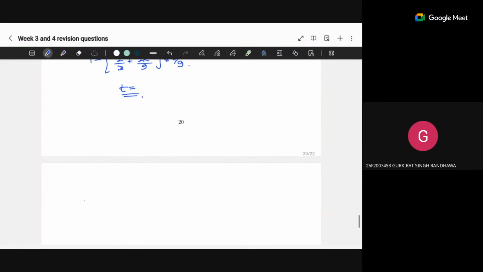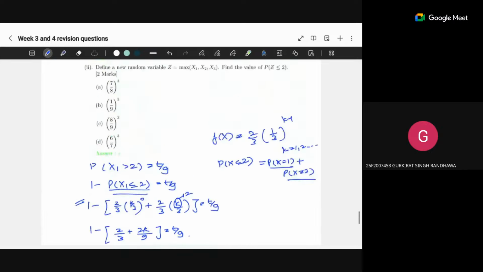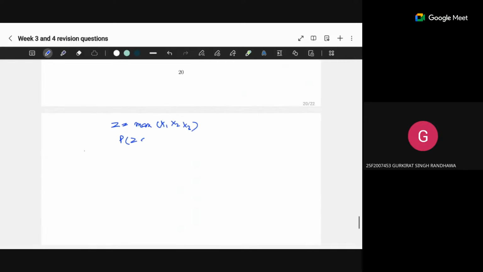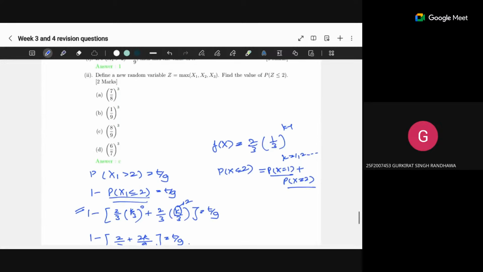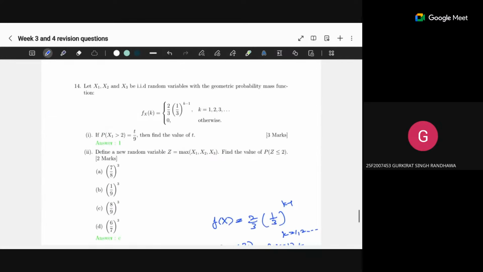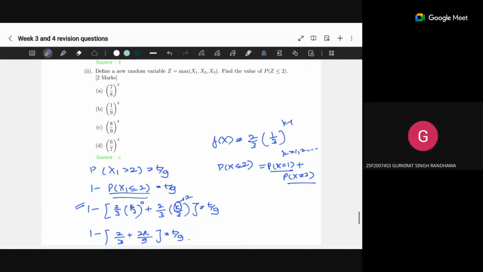Then the second part is they are asking z, the maximum of x1, x2 and x3, and the probability I need to find out is z less than or equal to 2. So this is a power, right? 1 by 3 power k minus 1, right? Put it in the numerator. 1 by 3 opposite power k, k minus 1. Yes, ma'am. So this is 1 by 3 and this is also 1 by 3.